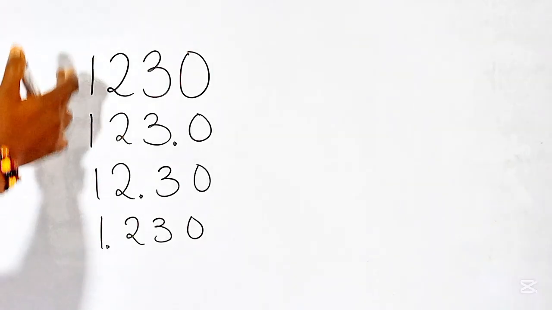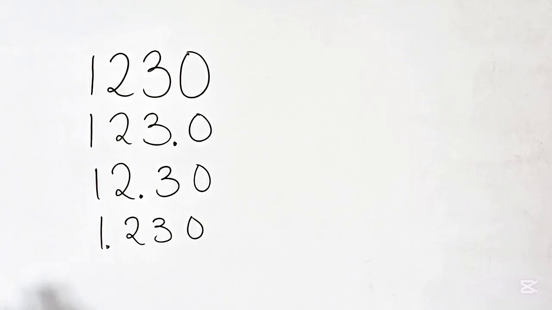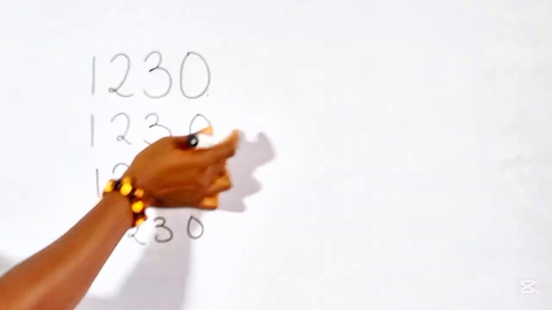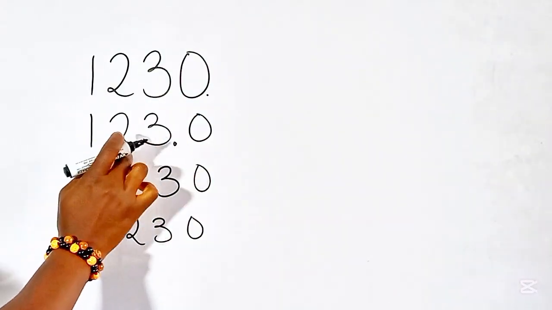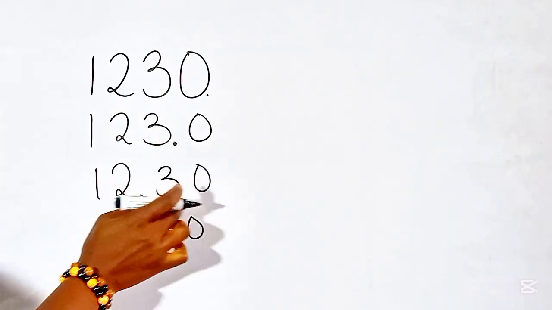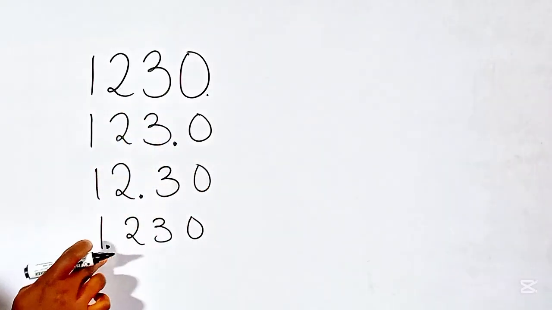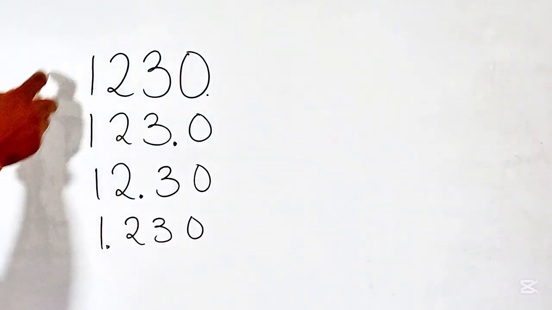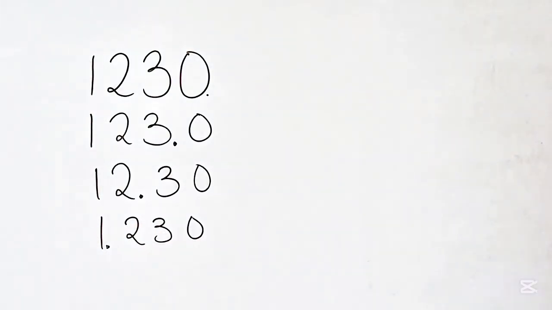Let's take a quick look at these numbers we have here. We learned that if we move the decimal point, we change the number. So for instance, the decimal point is here. We moved it backwards, it became 123.0. When we moved it further, it became 12.30. Another movement made it become 1.230. So you can see that it is right that when we move the decimal point, the number changes.